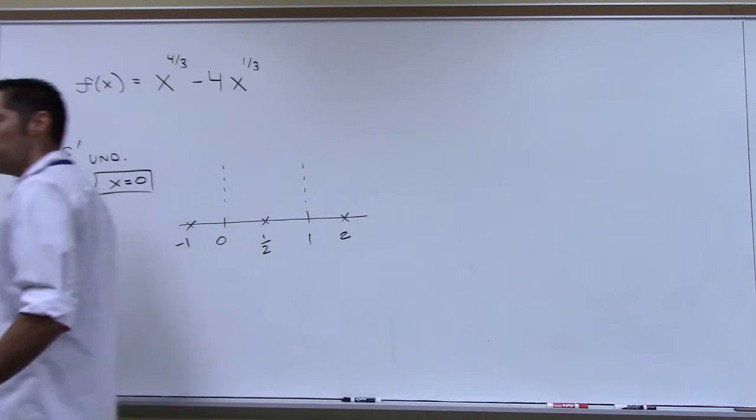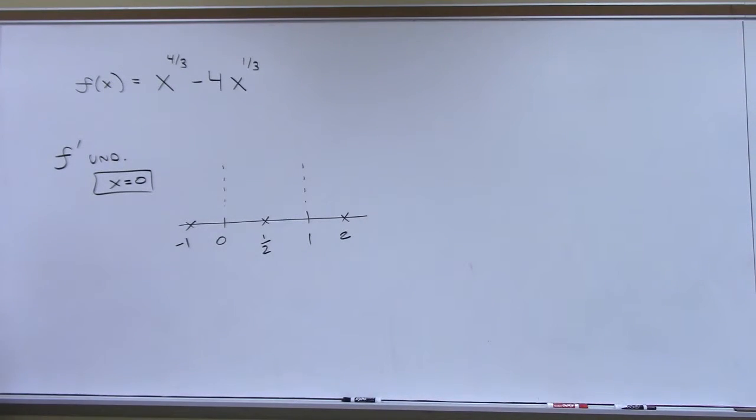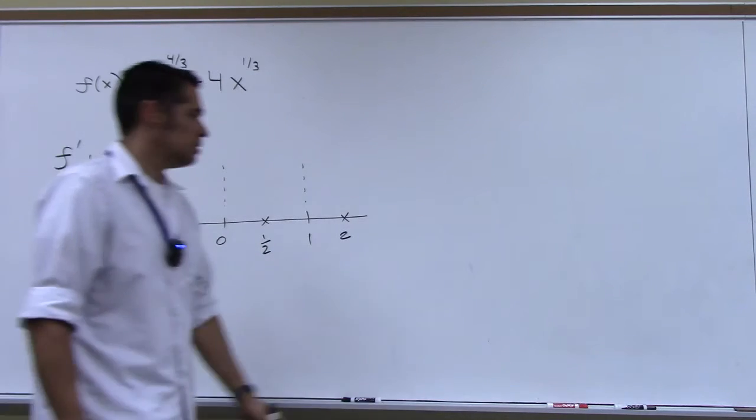The only time you ever plug things back into the derivative is when you're doing test points. The only time you plug them into the original function is when you're doing the closed interval method, right? Test points go into derivatives. Critical numbers go into the original function.